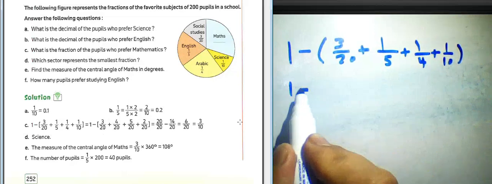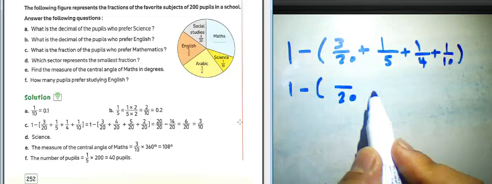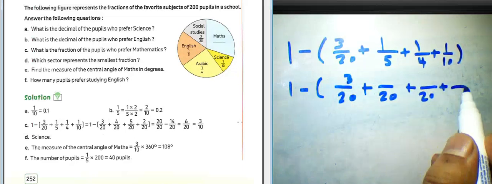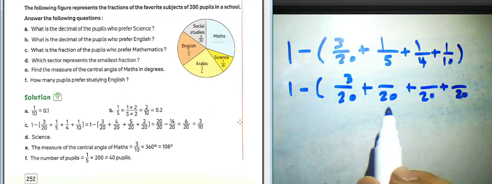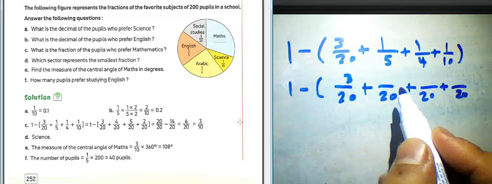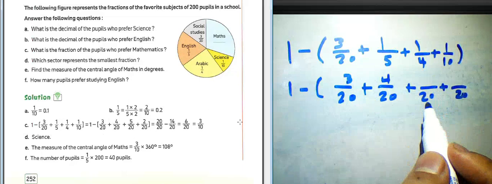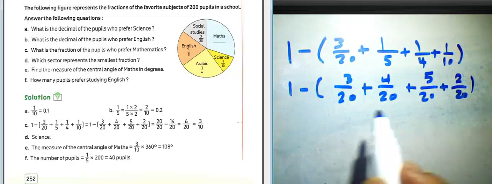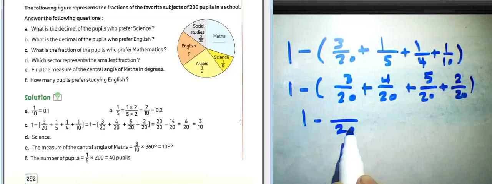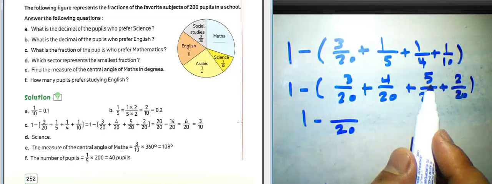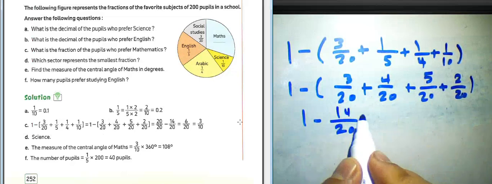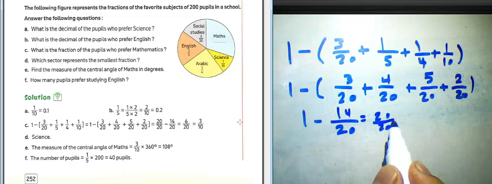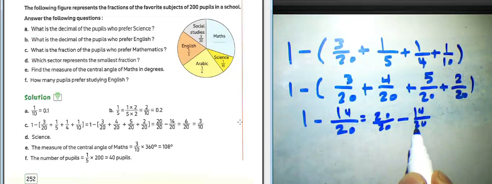We can write 1, subtract the total, and write 20 in the denominator, because 20 is the least common multiple. 5 times 4 equals 20, 1 times 4 equals 4. 4 times 5 equals 20, 1 times 5 equals 5. 10 times 2 equals 20, 1 times 2 equals 2. So the result will be 1 subtract the total: 3 plus 4 is 7, plus 5 is 12, plus 2 equals 14. We can convert 1 to 20 over 20, subtract 14 over 20.